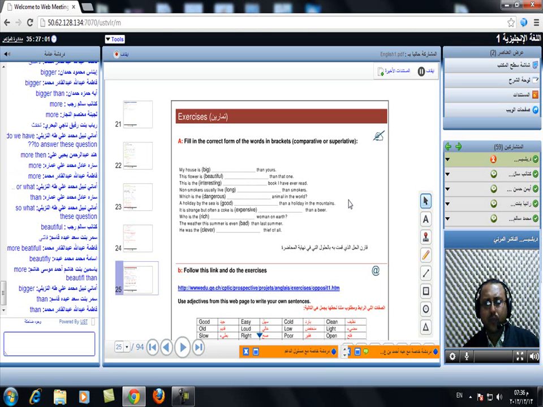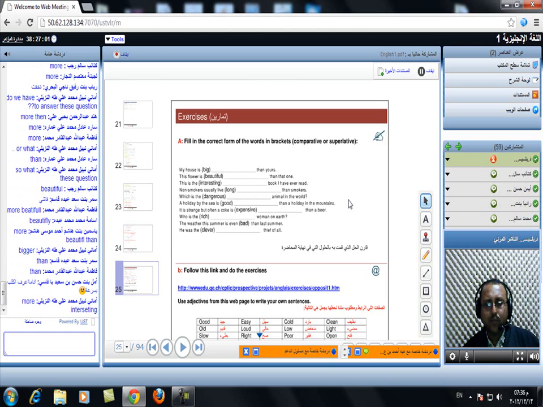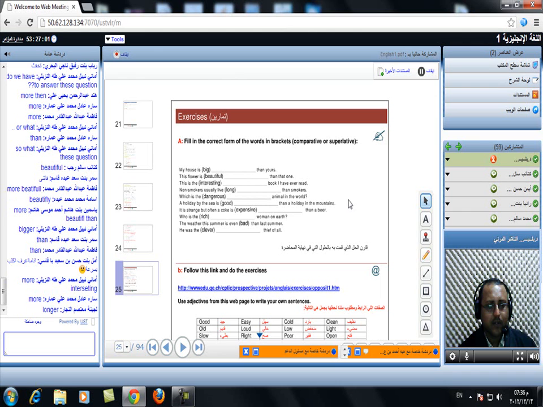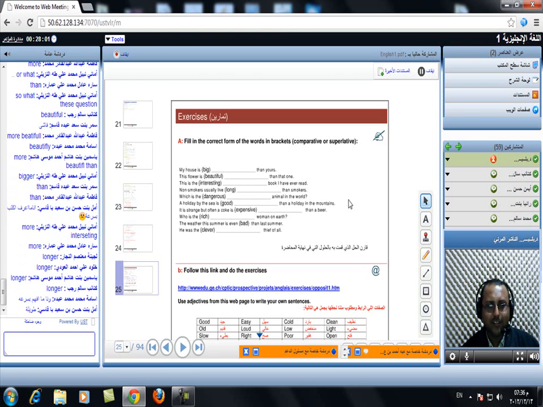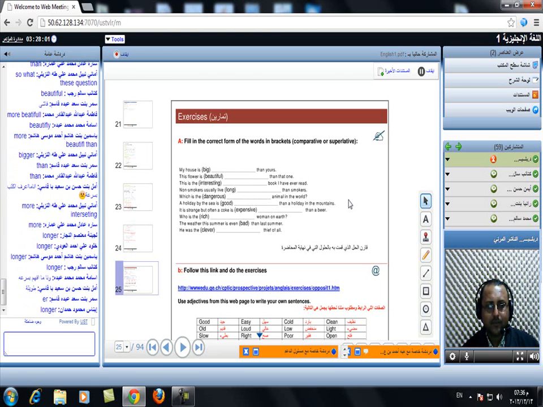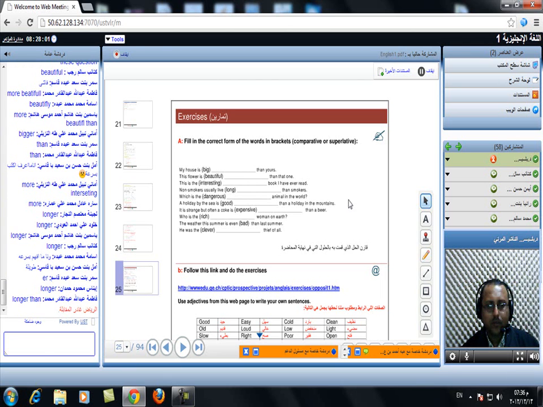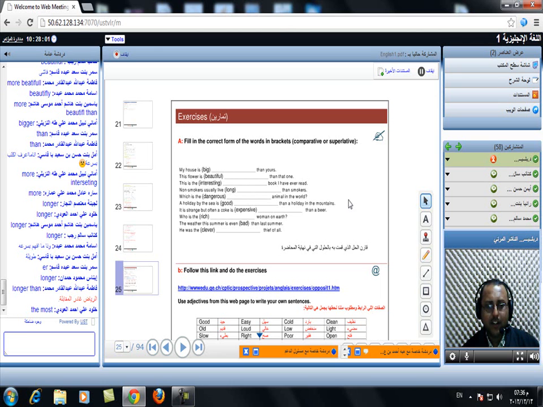So more beautiful. This is the interesting book I have ever read. More interesting, very good. Non-smokers usually live long than smokers. Longer, very good. Which is the dangerous animal in the world? Which is the dangerous? Very good, Khulud.